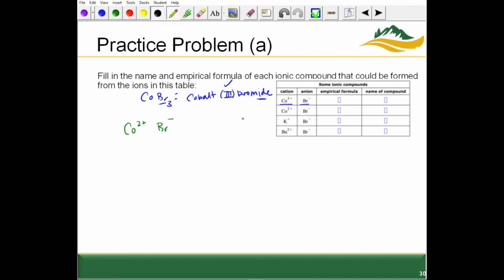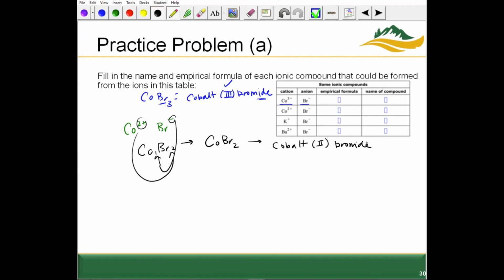Now for cobalt 2+ and bromine, if we do that cross method again, cobalt 1, bromine with a subscript of 2. We don't include the 1, so CoBr2. To name this now, we would say cobalt, and the charge on cobalt can either be 2+ or 3+, so we have to include the Roman numerals here. This is cobalt 2+, so we need that Roman numeral 2. Then again, bromine, and we end it in ide.